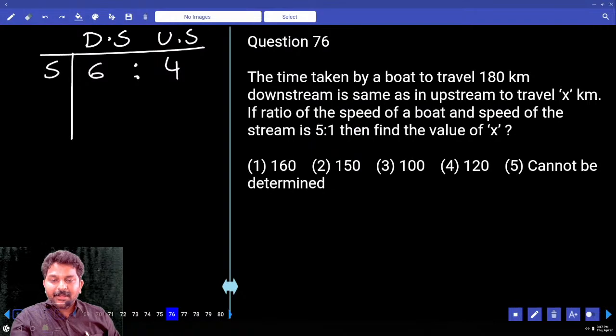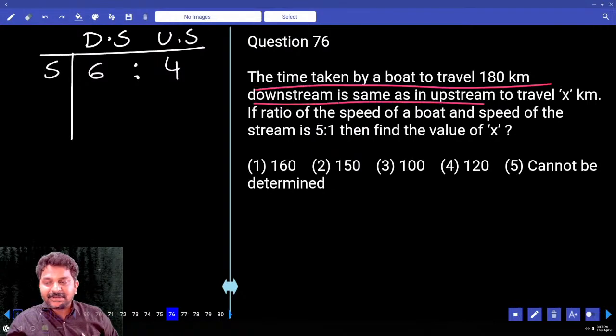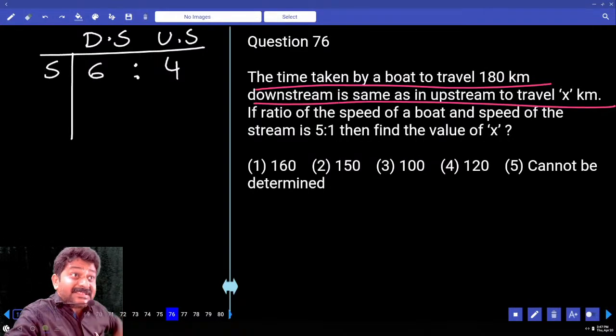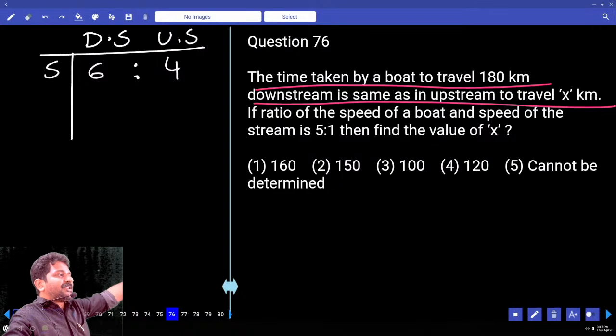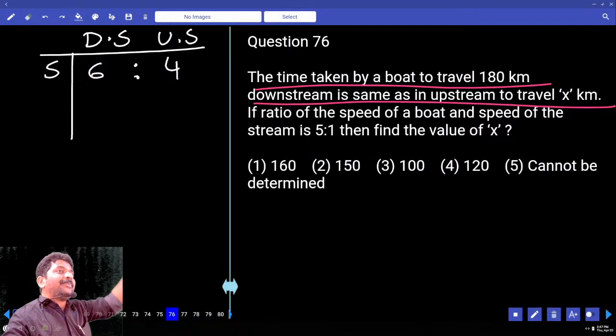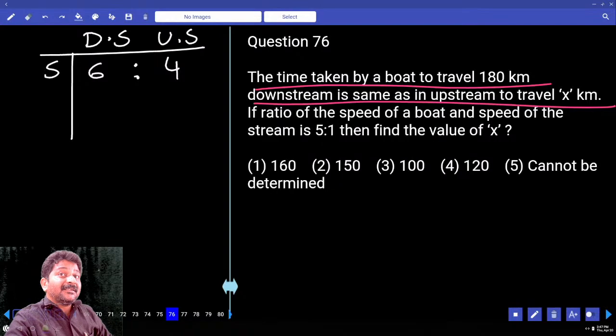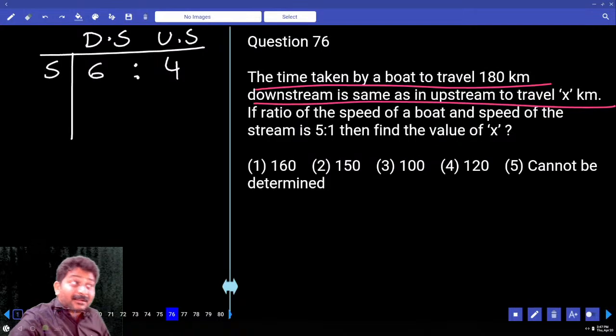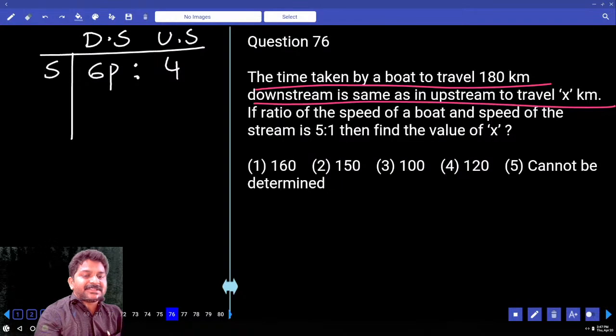Now when you read the first condition, one point should strike in your mind: time is the same. Downstream, to cover 180 kilometers, whatever time it takes, to cover x kilometers upstream it takes the same time. That means time is constant. When time is constant, distance and speed are directly proportional. Downstream speed is 6 parts, upstream speed is 4 parts, so the distance ratio is also the same.